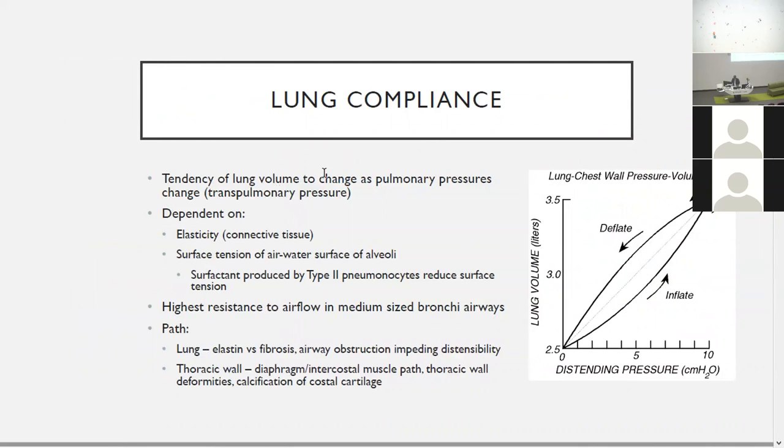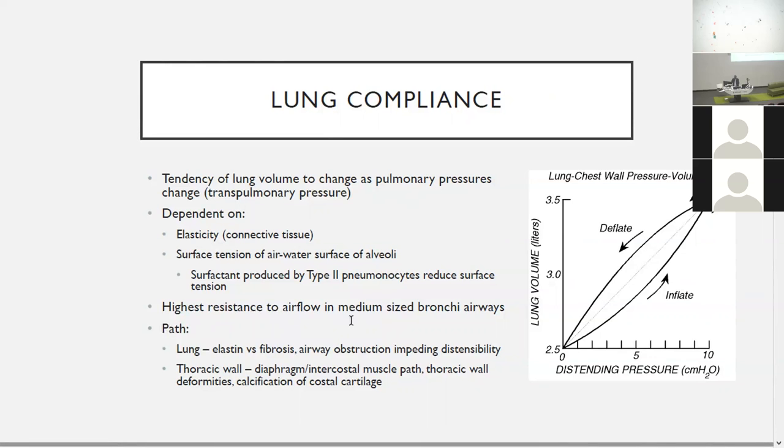Yeah. And then lung compliance is just the tendency of the lung to change as the pulmonary pressure changes. If you change the pressure, how much would your lung change? If your lung is not that compliant, then you change your pressure and the lung volume doesn't change that much, which is not good. It's really dependent on elasticity, so your connective tissue, and also surface tension, which is why you need type 2 pneumocytes producing surfactant. It's very important for the smaller epithelium.